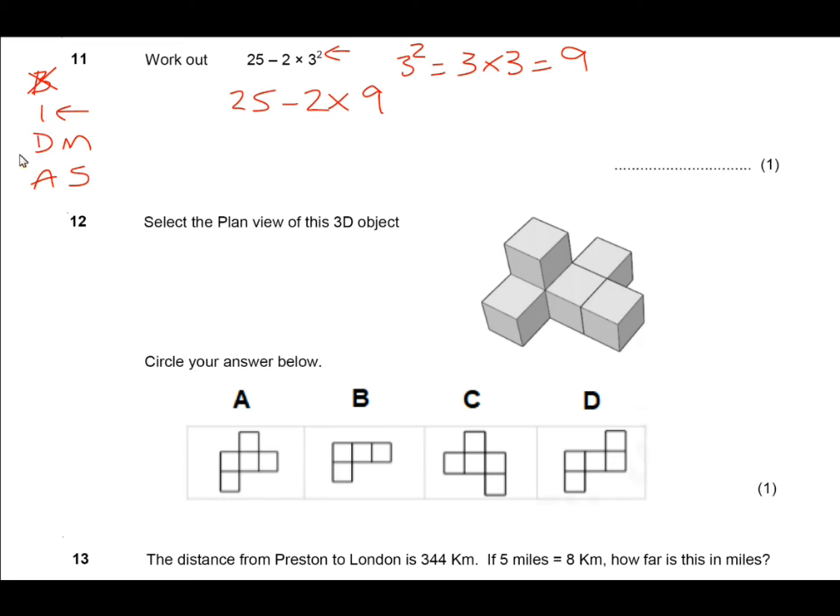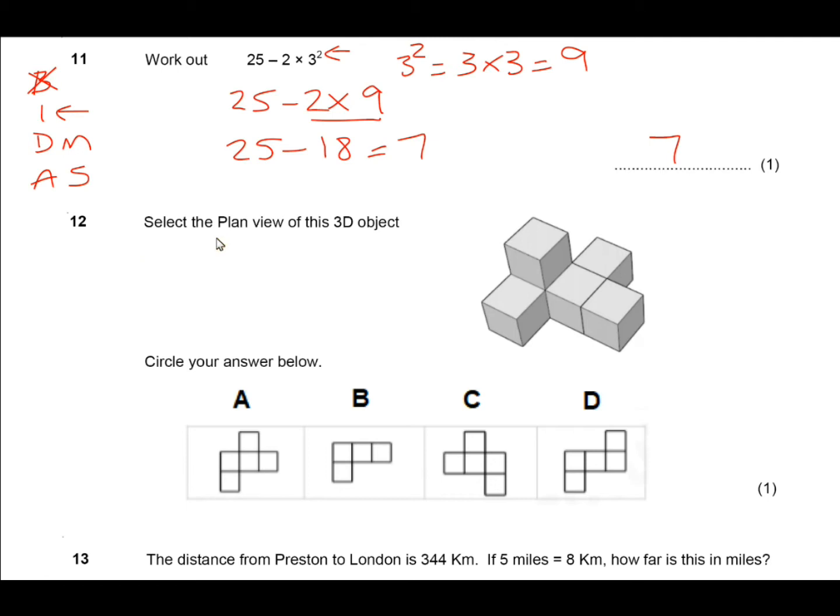Next, we have to deal with division and multiplication first. So there is a multiplication here that we need to deal with first. So 25 subtract 18. And then finish off with any addition and subtraction. So 25 minus 18 is 7. So our answer is 7.